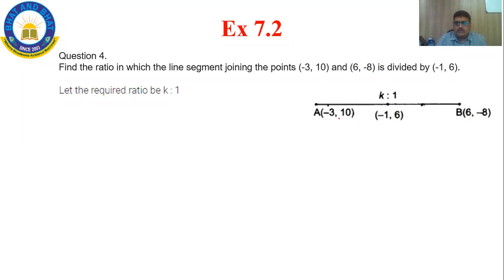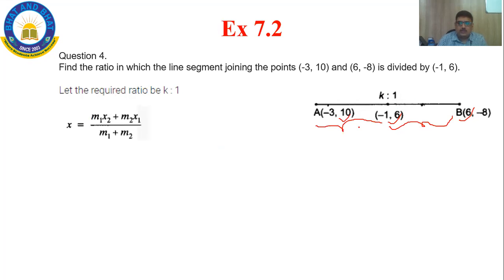So these three pieces of information are given to me. What do I have to find out? I have to find out what this is to this. I have assumed that it is k is to 1, and apply the section formula.